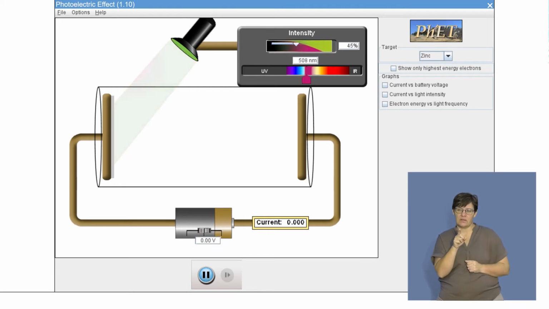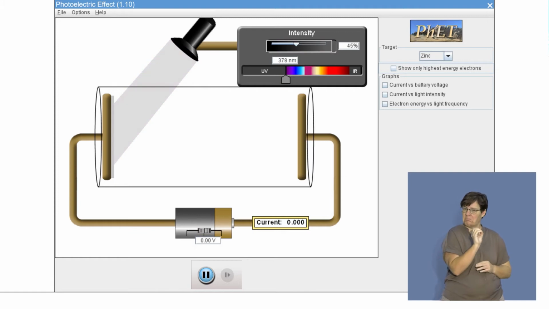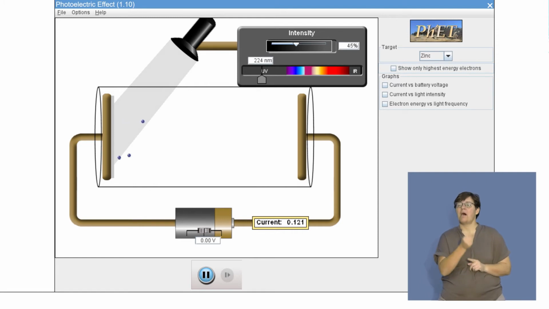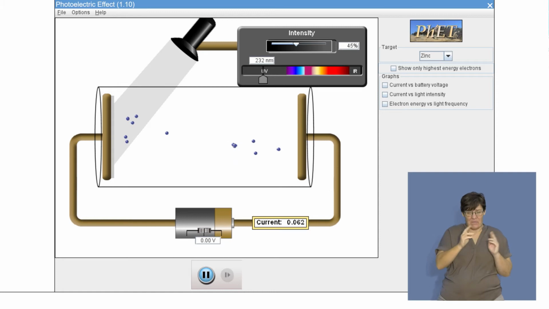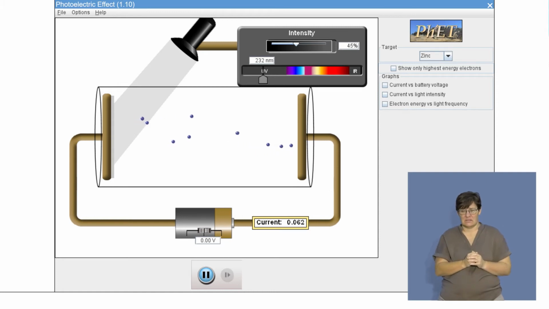So I make this smaller. Oh, no current, no current, no current. Oh, look at that, no current. We get into ultraviolet. A little bit further, a little bit further. Let's see. Ooh, we can actually get there. Ooh, look at that. So to get current out of zinc, we need a very, very small wave. In other words, we need a wave with a very big frequency.